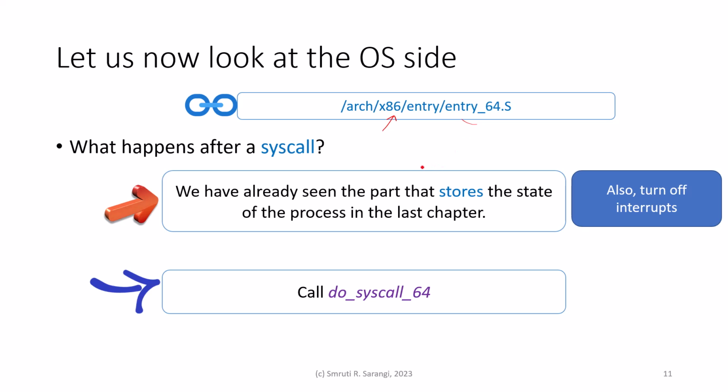Well, we have already seen a large part of it in the last chapter: the hardware stores a part of the context in RCX and R11. Then the remaining part of the context is stored by the dedicated software routine. In the entire process, interrupts are turned off. And finally, the do_syscall_64 function is called. So this is like a standard entry point for processing all system calls.